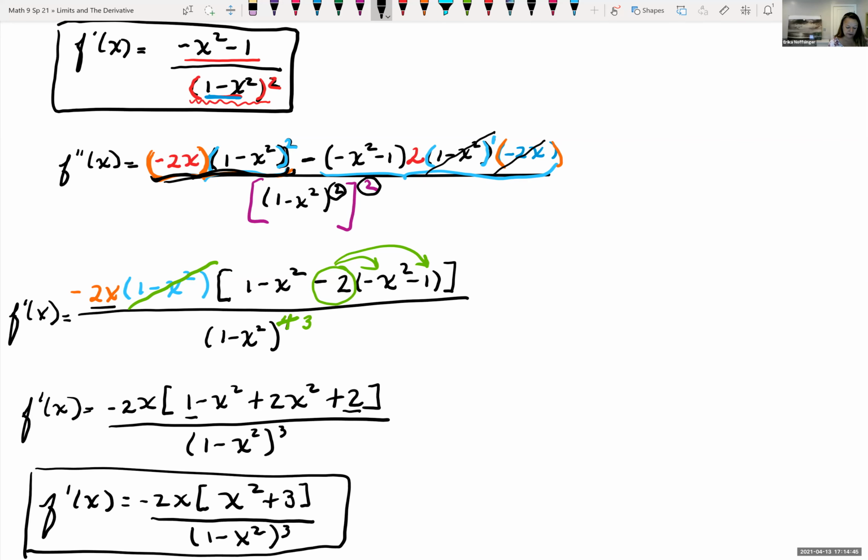Okay, so we found the second derivative. And they wanted us to also evaluate the second derivative at 0. So all we're doing is going back in, and wherever you see an x in the second derivative, we're going to replace it with 0. So this would give us negative 2 times 0, all times 0 squared plus 3, all over 1 minus 0 squared, and that quantity is cubed.